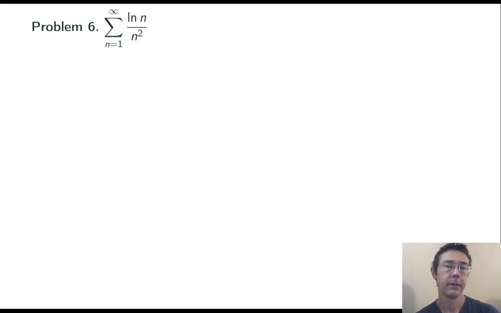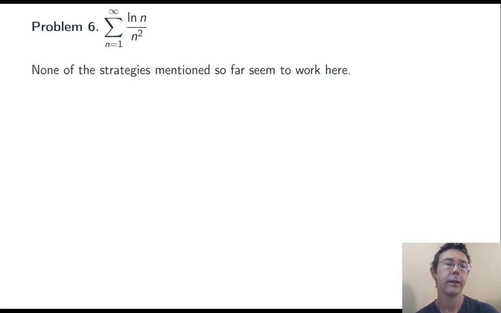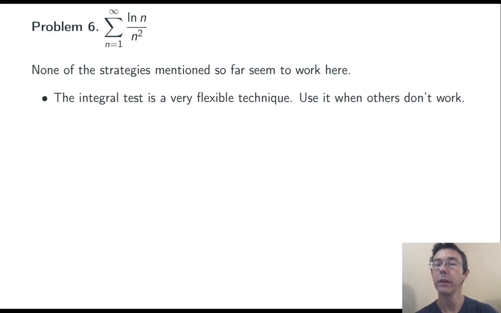One more problem. Sum n equals 1 to infinity, ln of n over n squared. All right, so none of the strategies we've talked about so far are really going to help us here. It's not an alternating series. When we do a ratio, the natural logs aren't going to go away. Same thing with a root. And for me, there's not an obvious comparison here, although you might be able to find one if you look a little bit. This is a good candidate for the integral test, for 2 reasons.